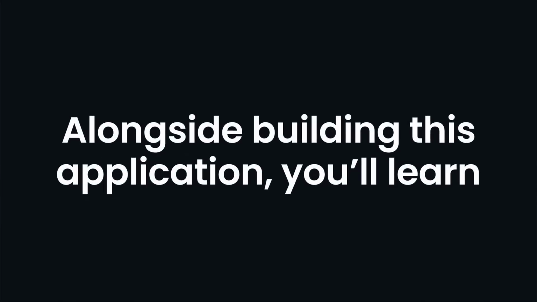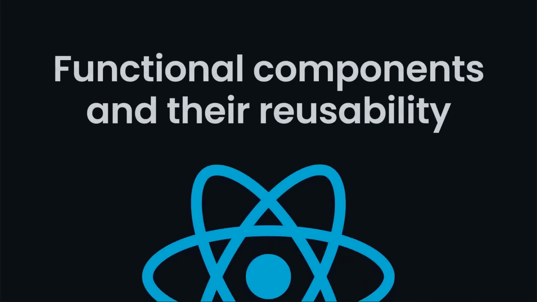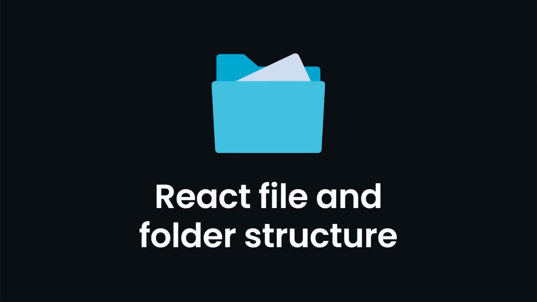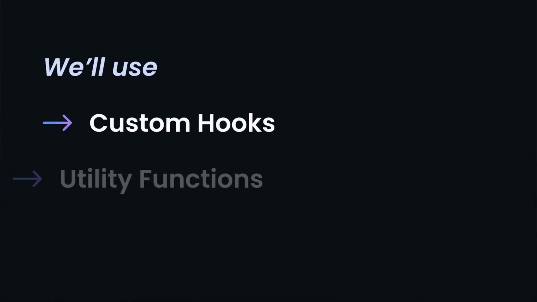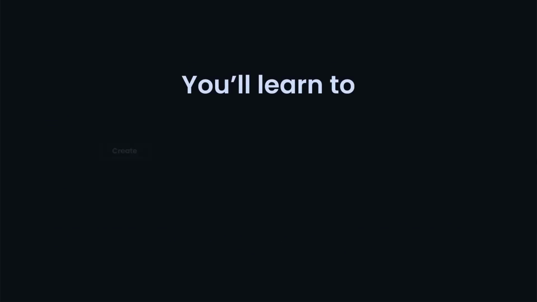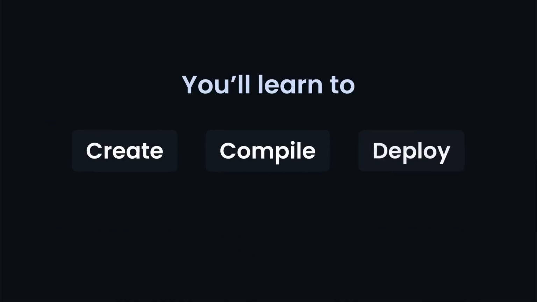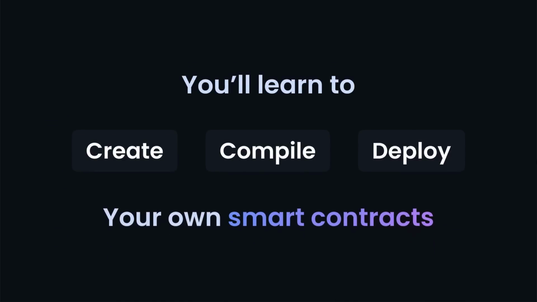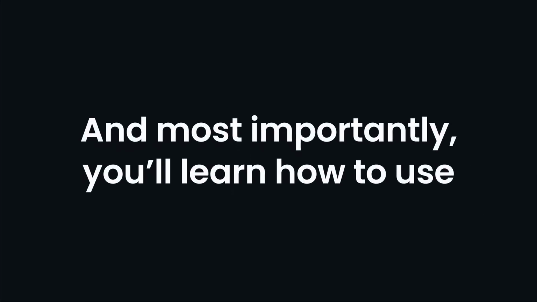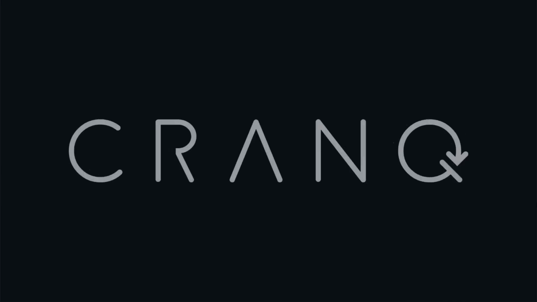Alongside building this phenomenal application, you'll also learn React functional components and their reusability, React file and folder structure. We'll use custom hooks and utility functions to manage the state of our application. You'll learn to create, compile, and deploy your own smart contracts to the blockchain. You'll achieve mastery using Tailwind and make the app responsive on all devices. And most importantly, you'll learn how to use Cranq.